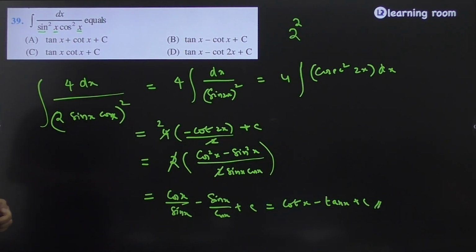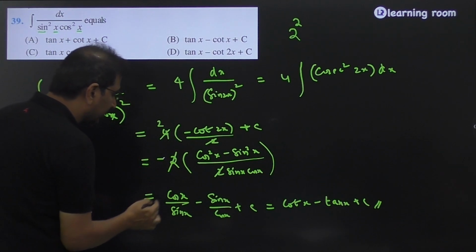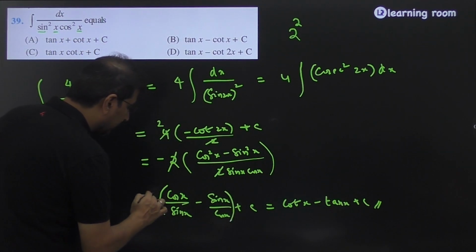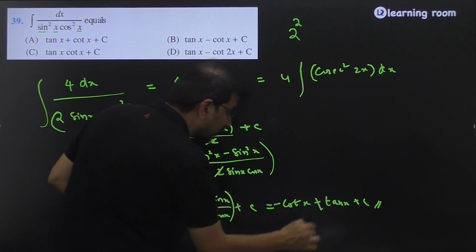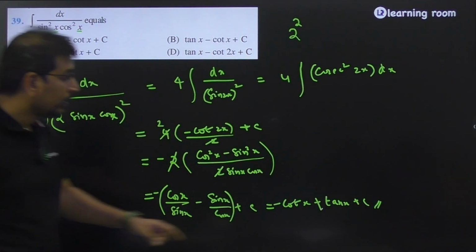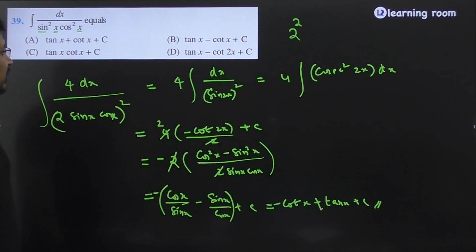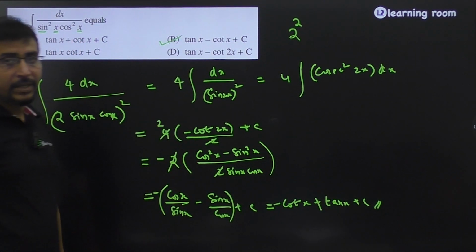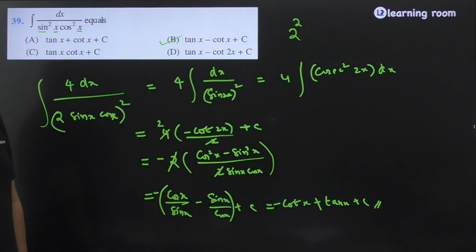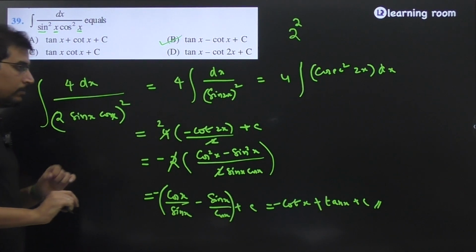Is there a minus outside? Yeah, so minus is there, no? So there is a minus here. So this will become minus, this will become plus, right? So tan x minus cot x plus c, the option should be D. Okay, so wait.